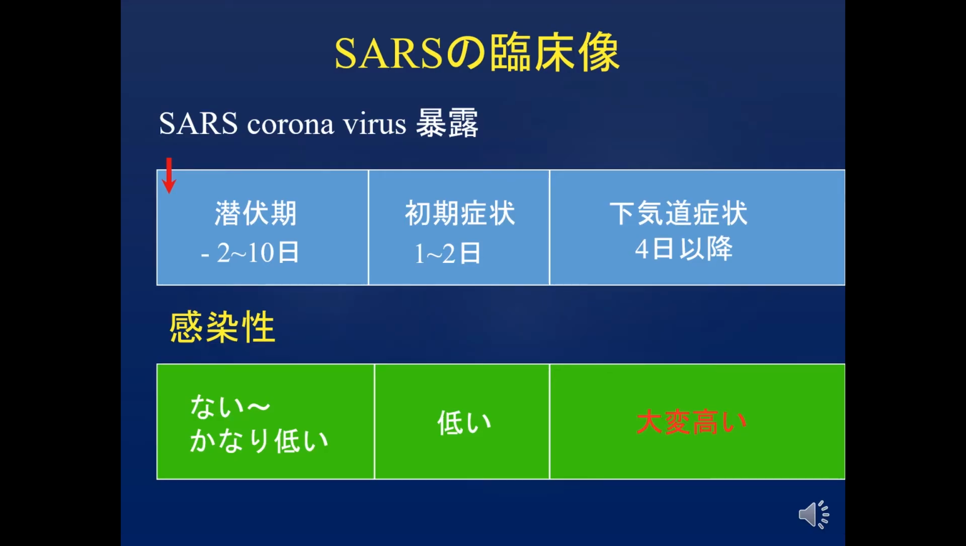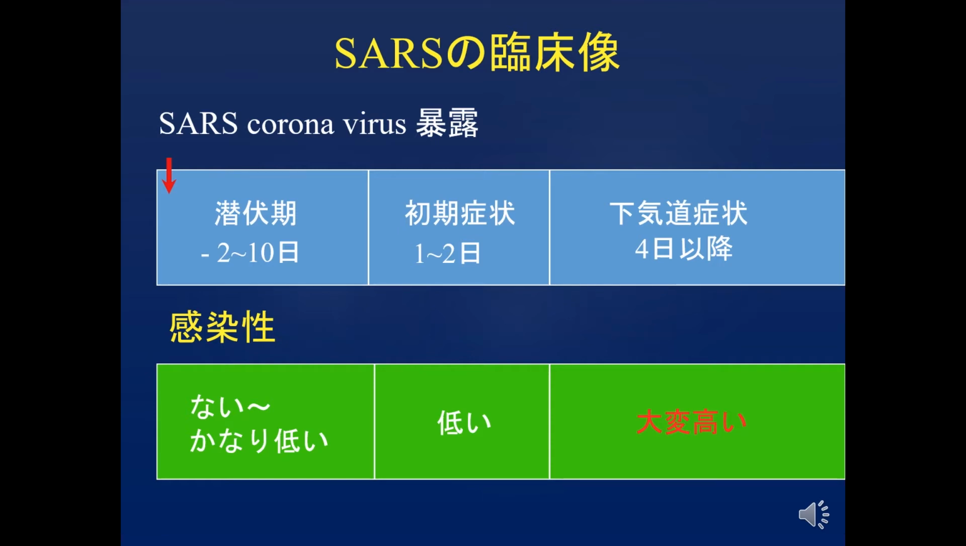This is the typical pictures, clinical pictures of SARS. The latent period is 2 to 10 days. At that point, because of no droplet, it's not infectious. Early symptoms mostly start with fever. Again, without droplet, it's less infectious. And a few days after fever develops, you have lower airway symptoms like cough, developing droplets and become more infectious. So you have to check the fever, because fever precedes cough.